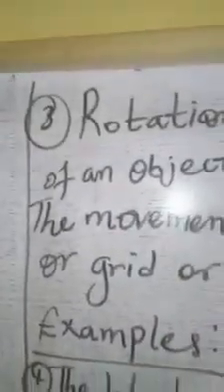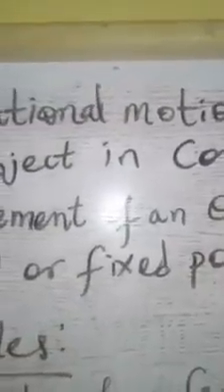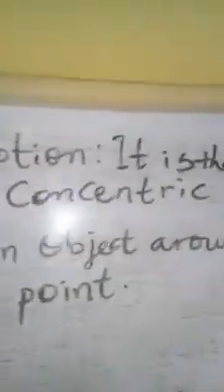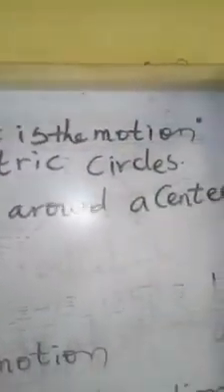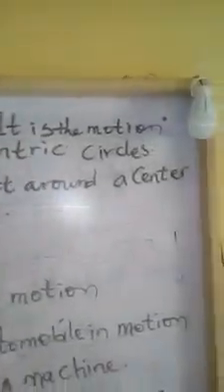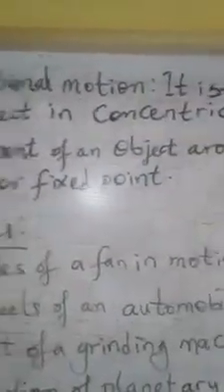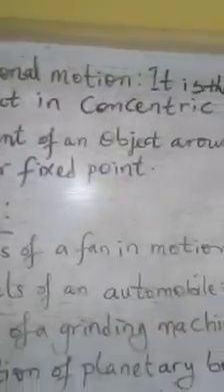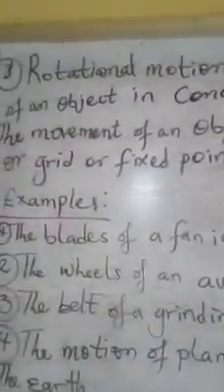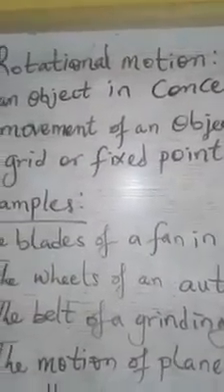Then we are going to look at one more type of motion, and that is what is called rotational motion. You have heard the word rotation before. Rotational motion is the motion of an object in concentric circles, the movement of an object around a center, or around an axis, or around a fixed point. That is what is called rotational motion.